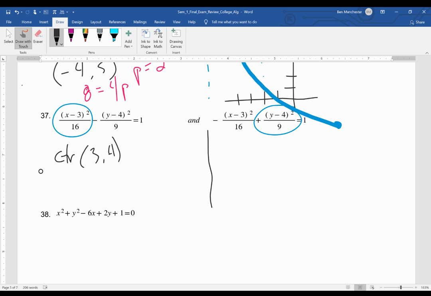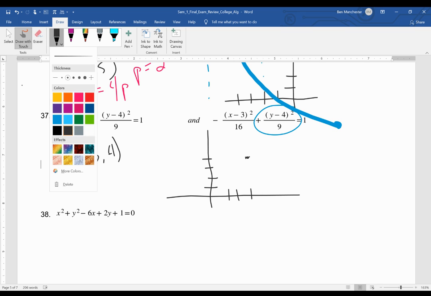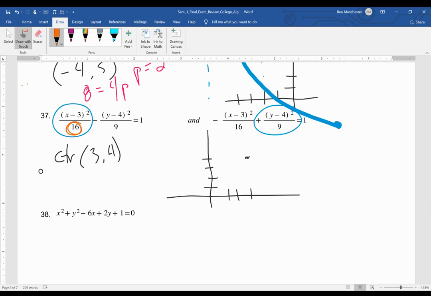There it goes. So +3, +4 over here. So 1, 2, 3, 1, 2, 3, 4. There's the center for your hyperbola. So once again, we're going to go 4 units in the x direction, and 4 units left and 4 units right. Okay, now this is helping us make our box for our hyperbola. Okay, and then we're going to go 3 units, or the square root of 9, in the y direction. 1, 2, 3, 1, 2, 3.